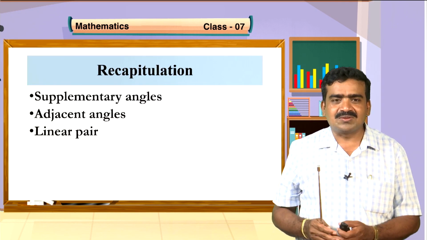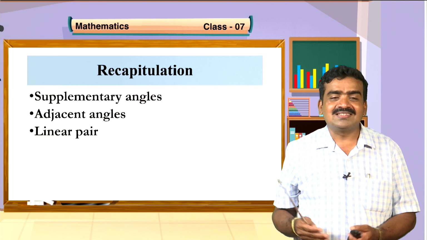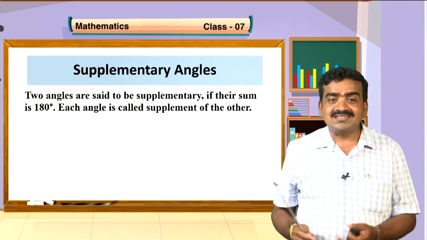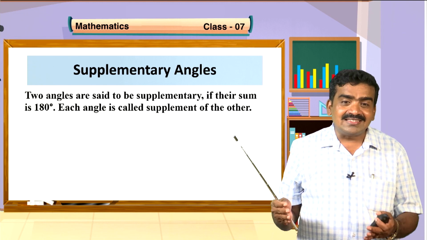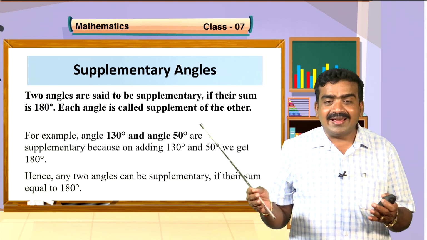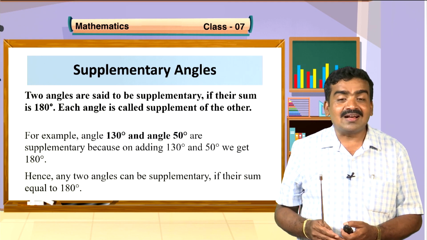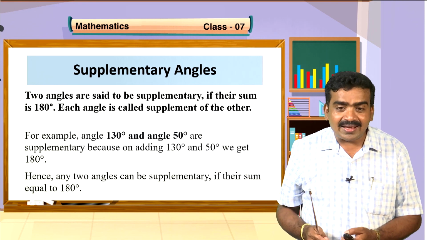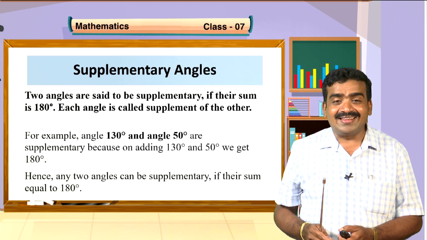My dear students, we have learned the wonderful concepts today: supplementary angles, adjacent angles and linear pair. As you all know, two angles are said to be supplementary if their sum is 180 degree, and each angle is called the supplement of the other. For the angles 130 degree and 50 degree, they are supplementary angles because on adding 130 degree and 50 degree we get 180 degree. Hence two angles can be supplementary if their sum is equal to 180 degree.